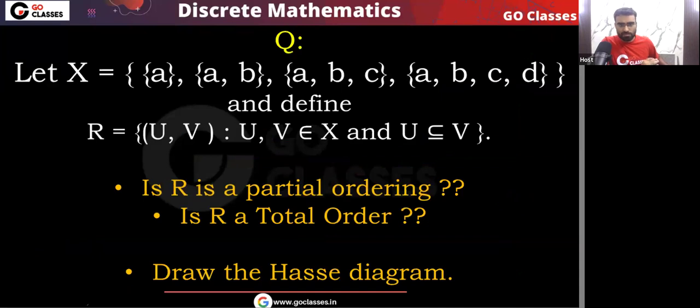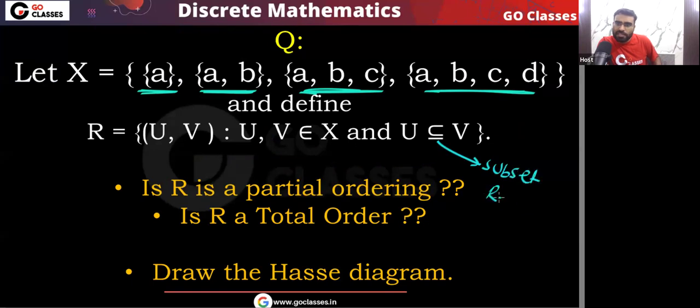Let's see this question. Set X is given to you. These are the elements: A, B, C, D. Only 4 elements are there in this set X. Now we have the subset relation. First, you tell me, is this a partial order? Yes, this is always a partial order. I told you that the subset relation is always a partial order relation.